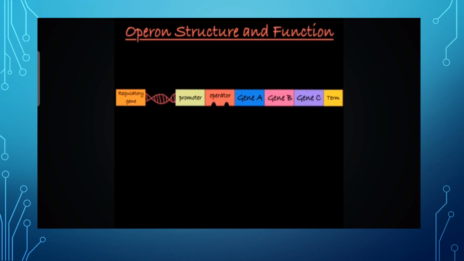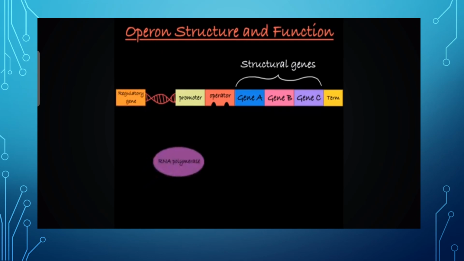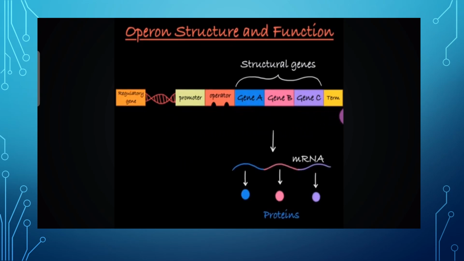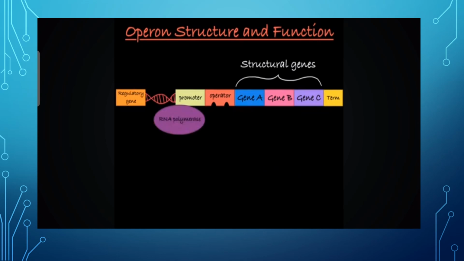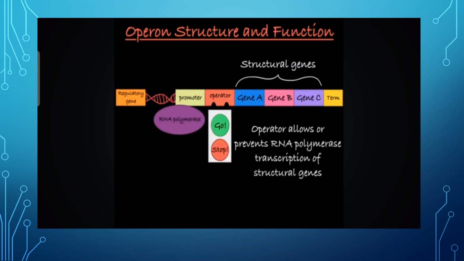This is your basic operon structure, a series of structural genes that share a promoter, an operator, and a termination sequence. In addition to these parts of the operon, a key player in the expression of these structural genes is the regulatory gene, in this case located upstream of the operon. The promoter of the operon is where RNA polymerase will bind to initiate transcription of the genes that follow. You can think of the operator as the stoplight for RNA polymerase, either allowing or preventing RNA polymerase from transcribing all of the structural genes.